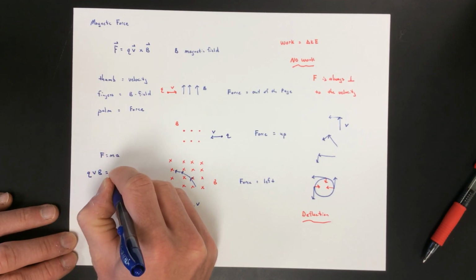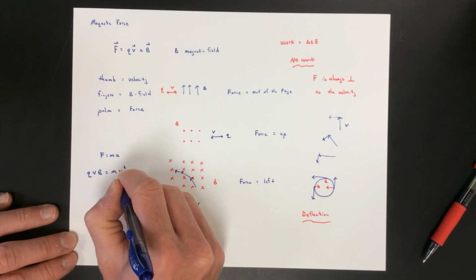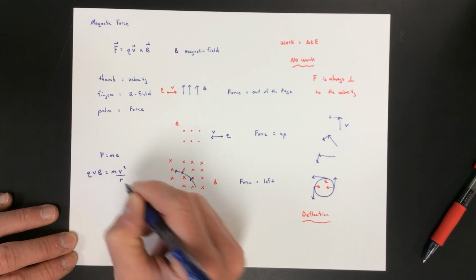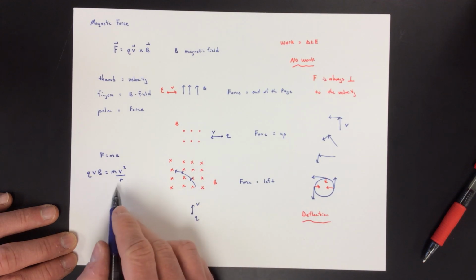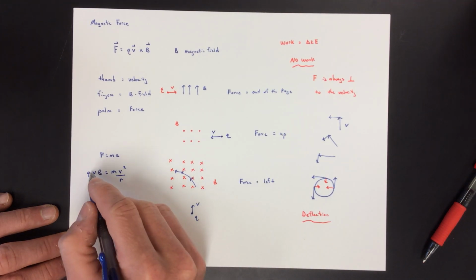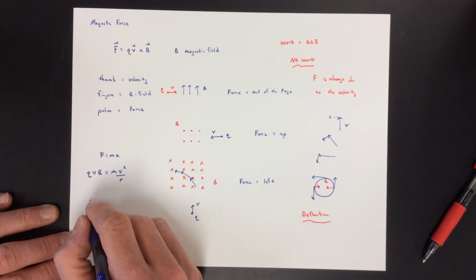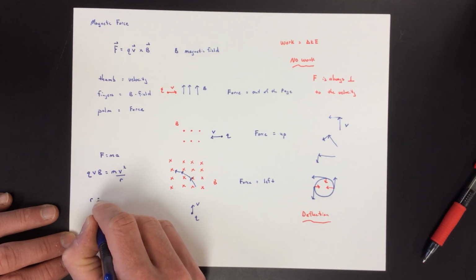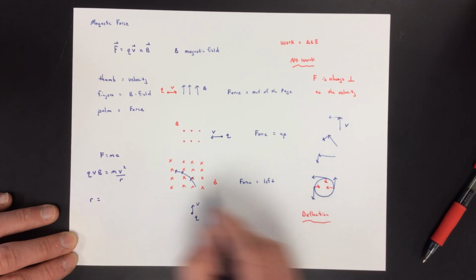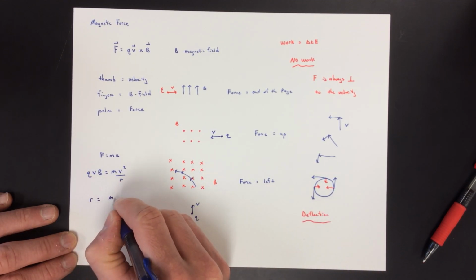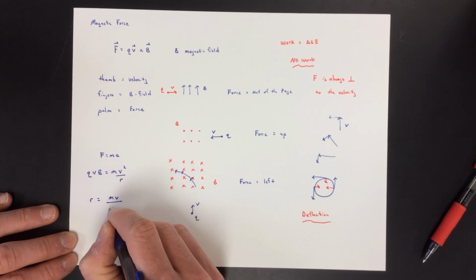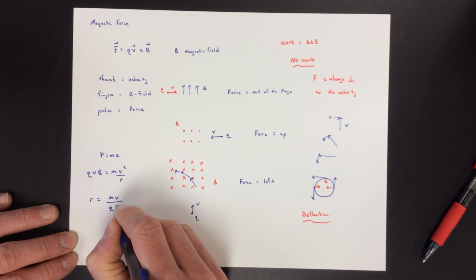And we know that causes a circular motion, where you can replace centripetal acceleration by v squared over R. And then we can solve for R. One of those powers of v is going to go away. So let's solve for R. So R, the radius of this circular motion, is going to be mv all over qB.